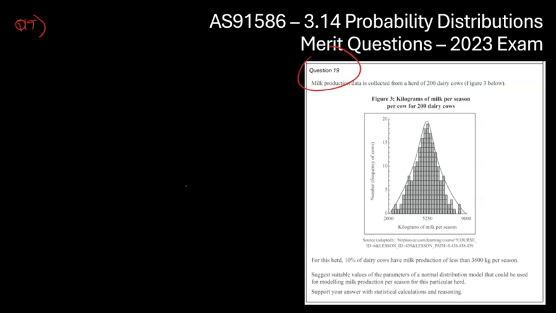And now on to question number 19, and we've got some data on milk production for 200 dairy cows, and you kind of see it goes up, down, looks a bit normal distribution-y. For this herd, 10% of the dairy cows have production of less than 3,600 kilograms. Suggest suitable values for parameters of a normal distribution model that could be used. So the parameters of a normal distribution model are always going to be your mean and your standard deviation.